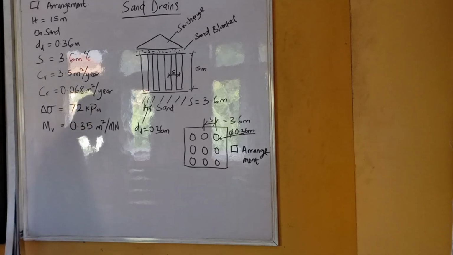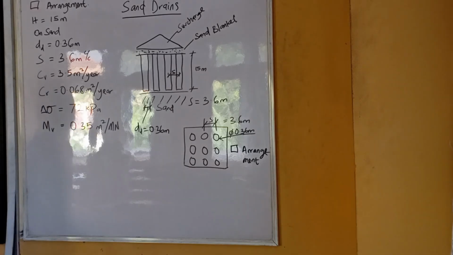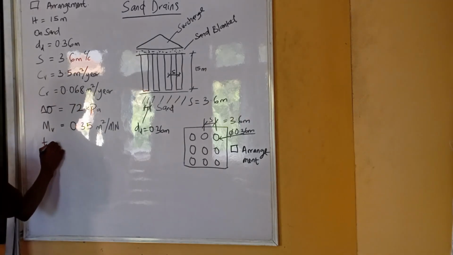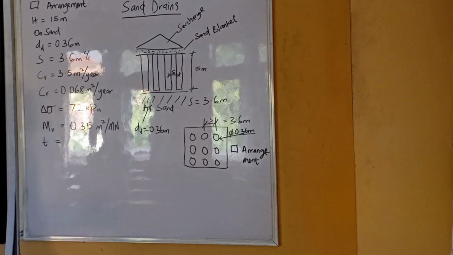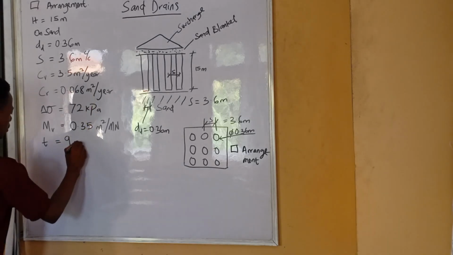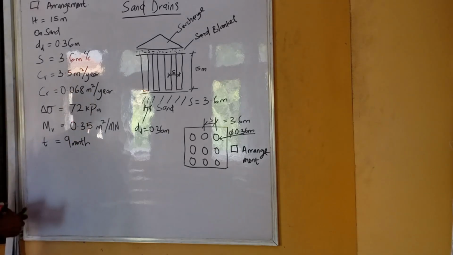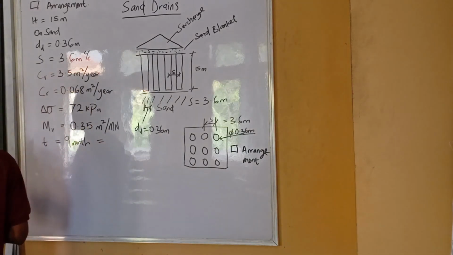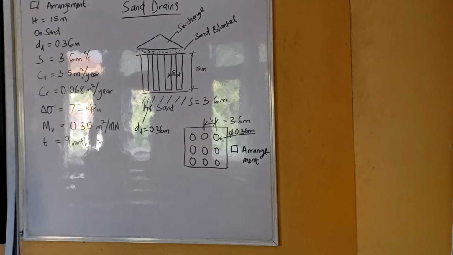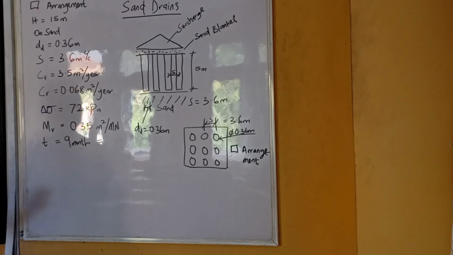So to solve this problem now, the time is given. Let's work with 9 months. We want to know the amount of settlement that will occur in the period of 9 months. So 9 months is the same thing as how many years? You want to convert 9 months to years: 9/12, that's 0.75 years.